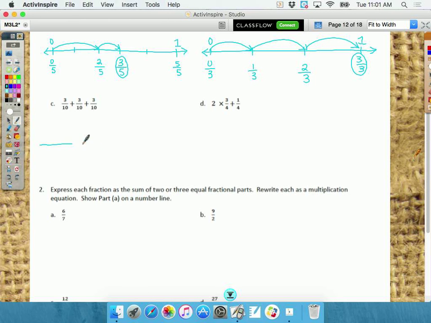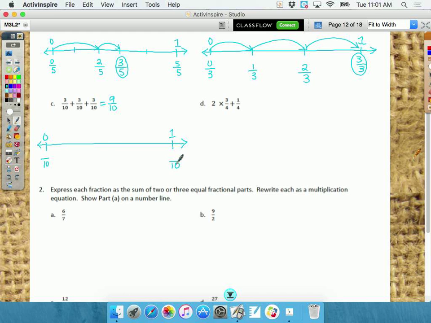Okay, so my first decision I have to make is what are my endpoints? 0 and 1. How do you know? Because it doesn't go over 10/10. So 0 and 1 are my endpoints. Notice I went ahead and wrote my answer of 9/10. Now, what's my denominator? 10. So I'm going to need 9 tick marks.